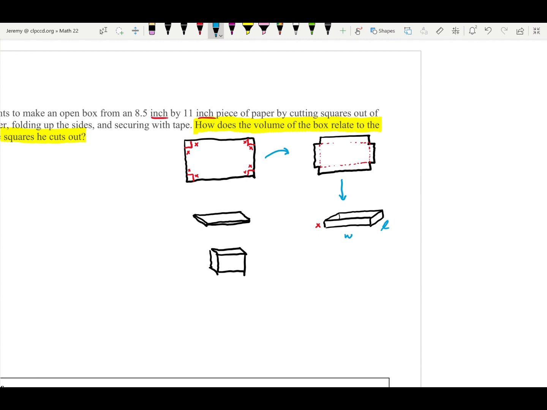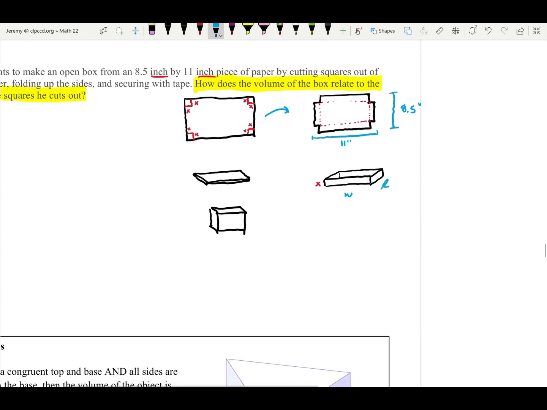It's tempting to say that the width and length are going to be 8.5 and 11, since those values were given to us. But remember, 8.5, that's this measurement here across the entire piece of paper. So that's 8.5 inches. And this width right here, that long dimension, that's the 11-inch side of the original piece of paper. So when we fold up those flaps, that's going to be the actual base of the box. And there's going to be x inches subtracted from each side.